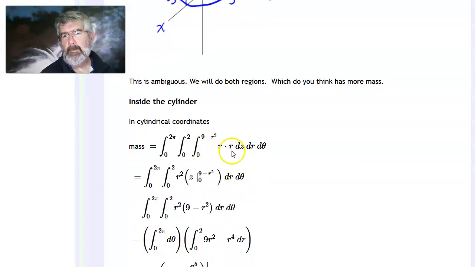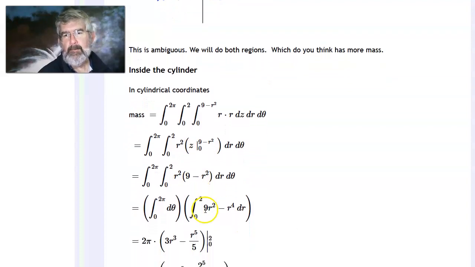Of course, there's no z's there, so this is just an r squared as a constant with respect to z. So r squared times z would be the integral. Evaluate that between the top and the bottom. So you plug the 9 minus r squared in for z, you plug the 0 in for z and subtract. So I just get this.